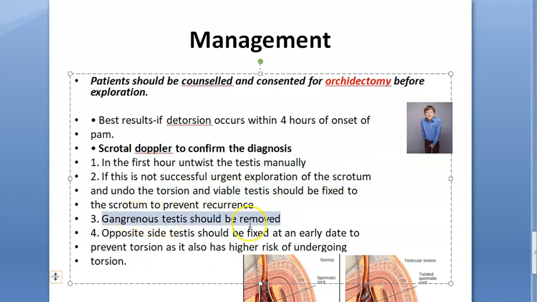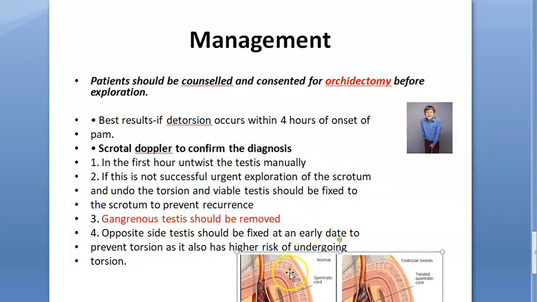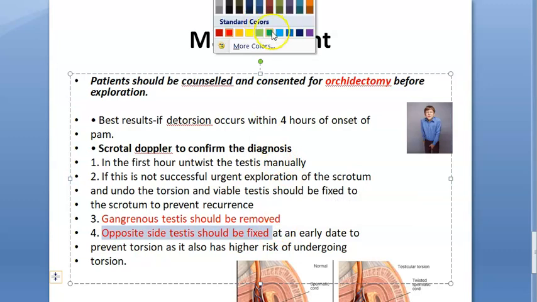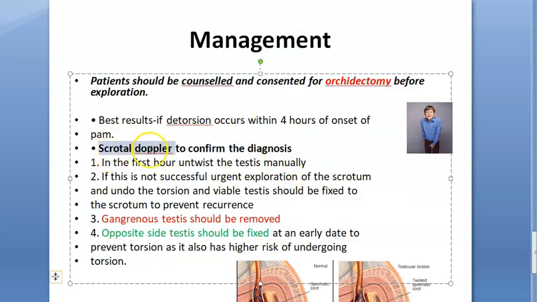You have to undo the torsion and check if there is a viable testis. Any gangrenous testis you should remove. The opposite side testis should be fixed at an early date to prevent torsion of it also. So this is the treatment. You will first take consent that we may have to do orchidectomy. Please understand, only then will you start the procedure.